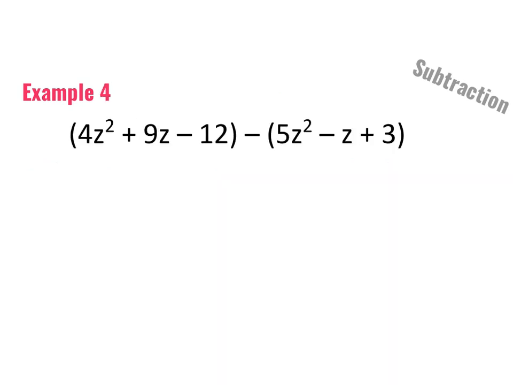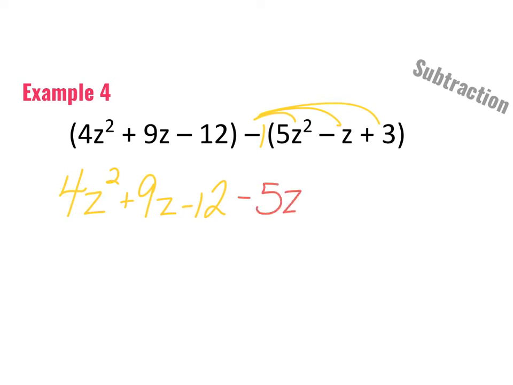Our fourth example is also subtraction. So I can recopy this first as 4z squared plus 9z minus 12. I need to again remember that my coefficient in front of this second one is a negative 1. So I'm going to distribute this negative 1 to get negative 5z squared plus z minus 3.